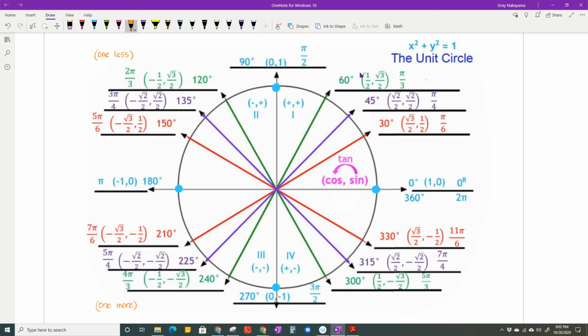Come back here. Tangent's the square root of 3. Okay? On 45 degrees, square root of 2 over square root of 2 is 1. And granted, we did just do it up top. This one is 1 over the square root of 3, which is not that. So that means I'm going to have to rationalize it, and it's the square root of 3 over 3.